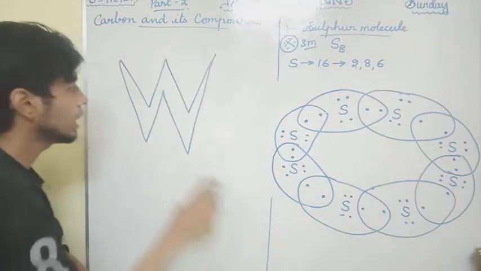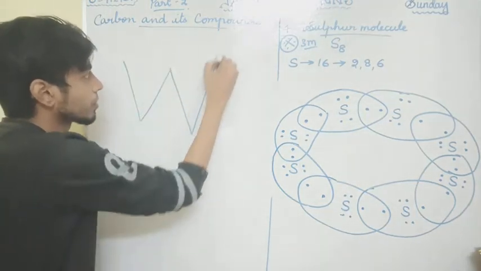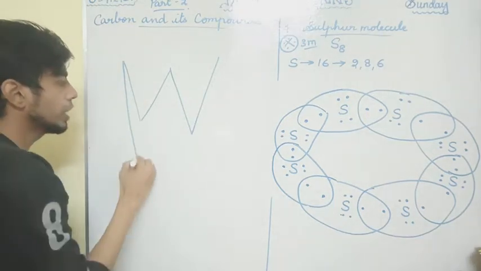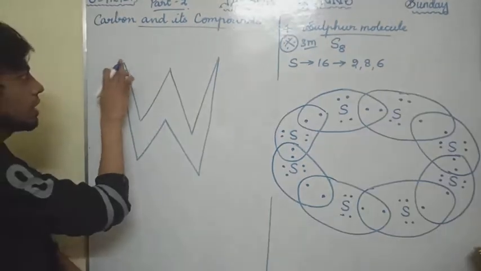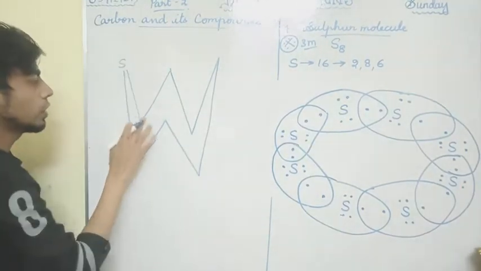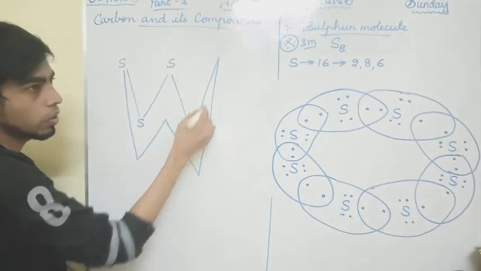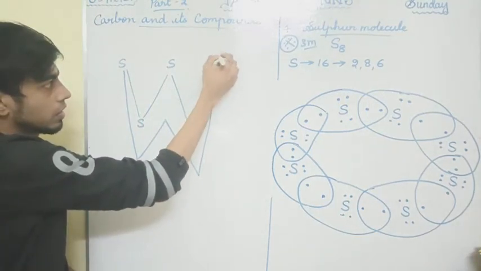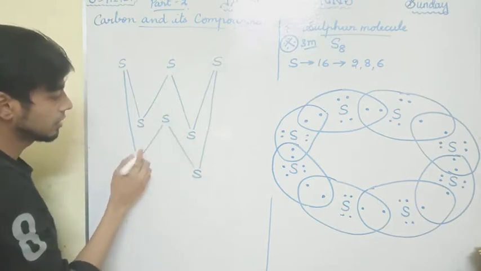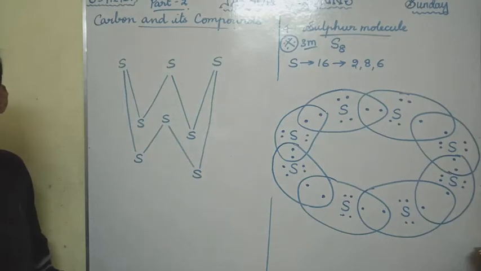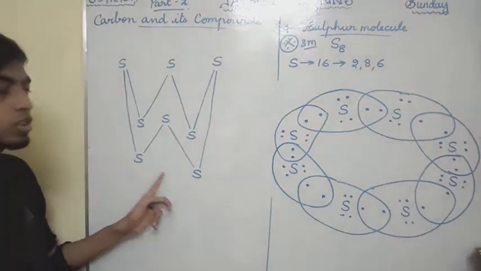Again I will tell you how to draw. You put a W like this, and from the same point you draw another W like this down. Wherever the corners are, you have to write S. 1, 2, 3, 4, 5, 6, 7, 8. So this is the structure of the S8 molecule. This is the electron dot structure and this is the sulfur structural formula.